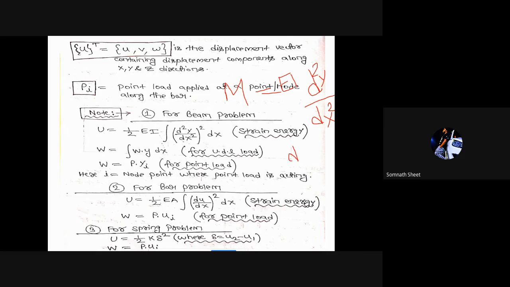Yes, this one I know. I was talking about slope. No, no, no. I'm not talking about slope.